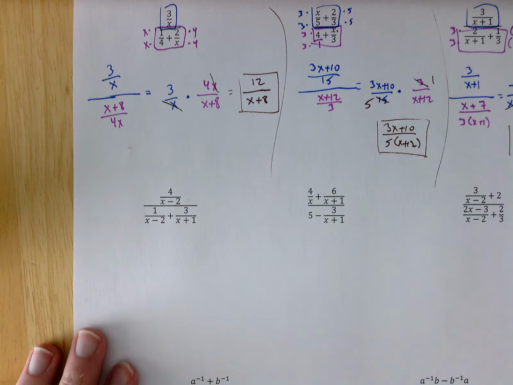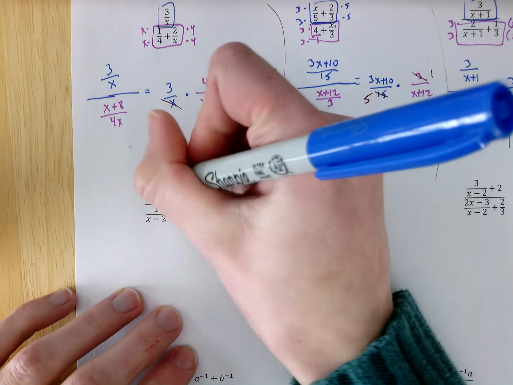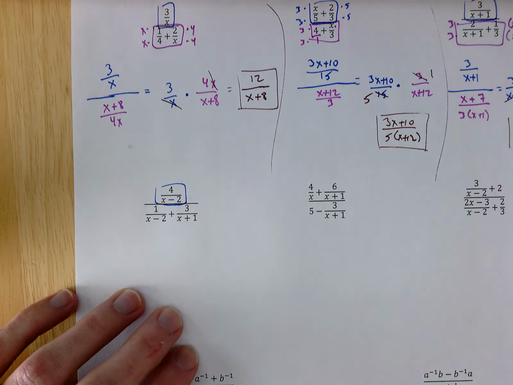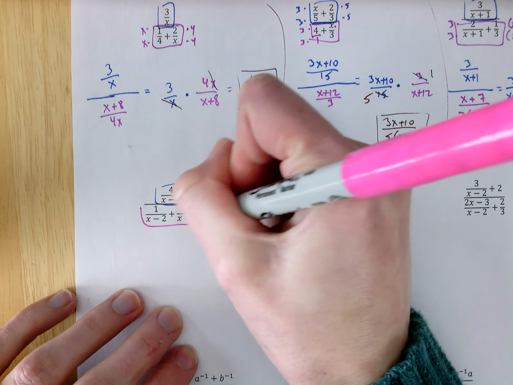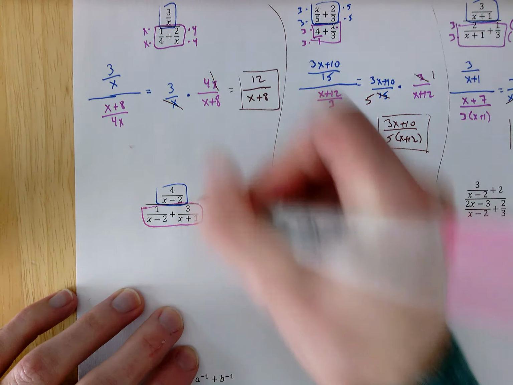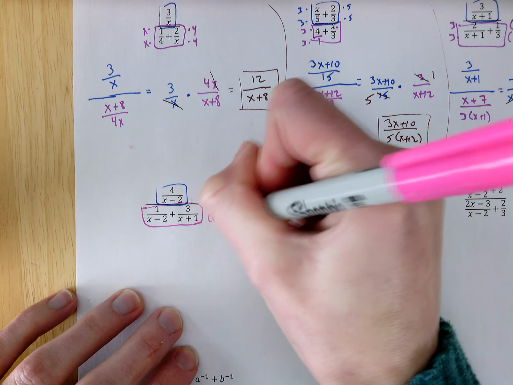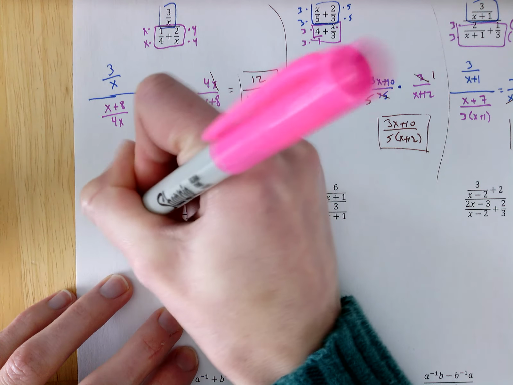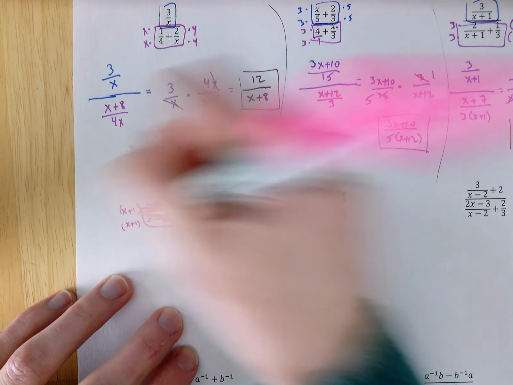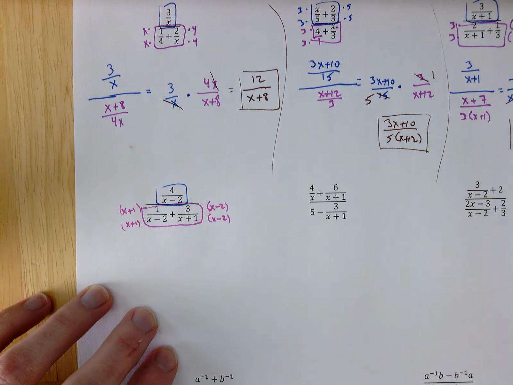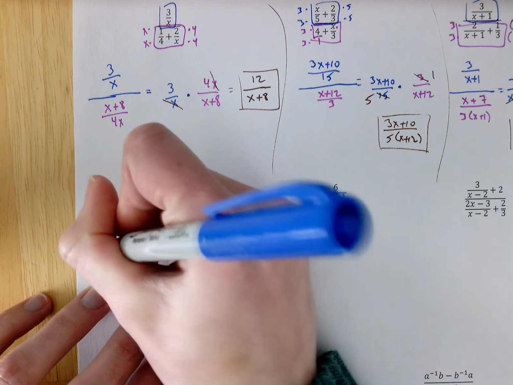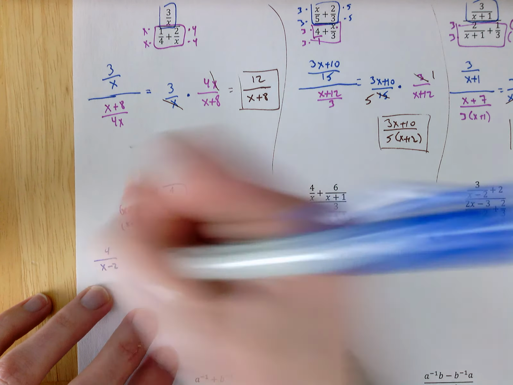All right, this guy down here, numerator, all set. Denominator, so simplifying this guy, I'm going to have to multiply this side by x minus 2 and this side by x plus 1. Okay, so top part's going to stay the same. So that'll be 4 over x minus 2.